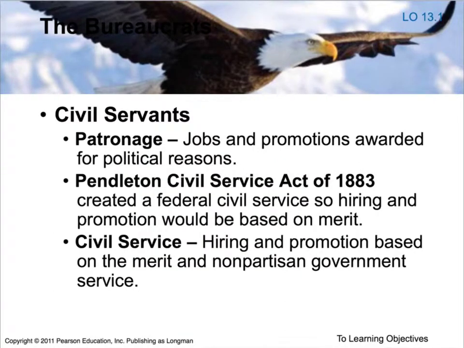Now, the old-fashioned way of hiring a civil employee would be patronage, which is basically you getting your job or your promotion for political purpose. What have you done for me? The Pendleton Civil Service Act of 1883 will create a federal civil service commission so that hiring and promotion would be based on merit. Civil service is hiring and promotion based on the merit and nonpartisan governmental service. You're not at the disposition of changing parties or changing leadership.